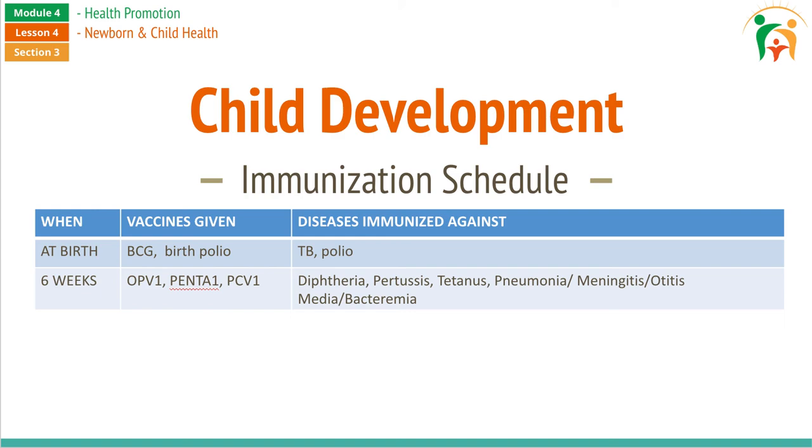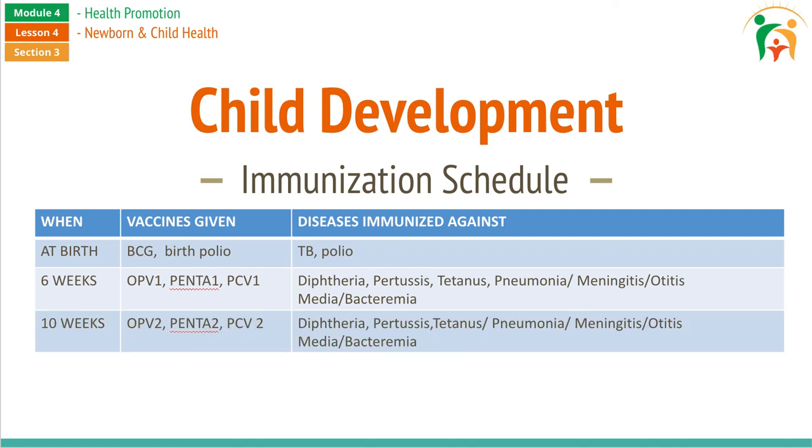At 6 weeks, vaccines given are OPV1, Penta1, PCV1. Diseases immunized against: diphtheria, pertussis, tetanus, pneumonia, meningitis, otitis media, and bacteremia.